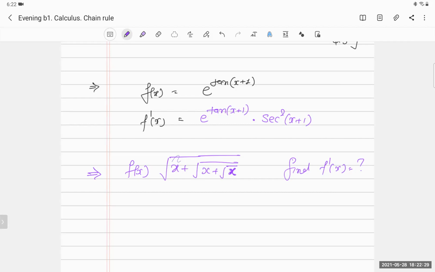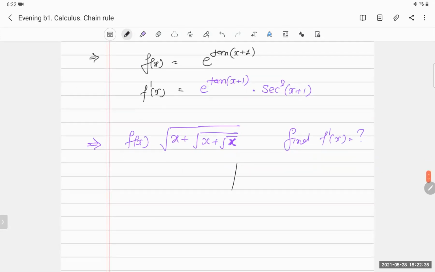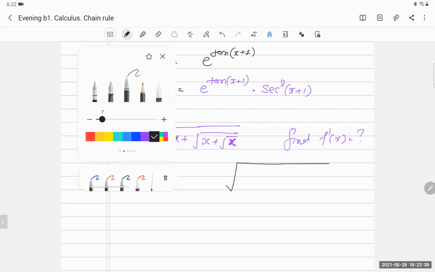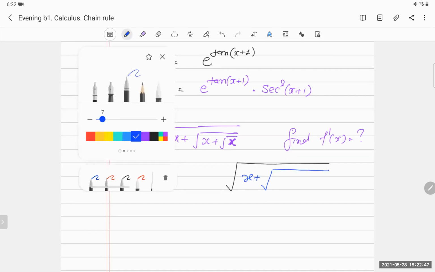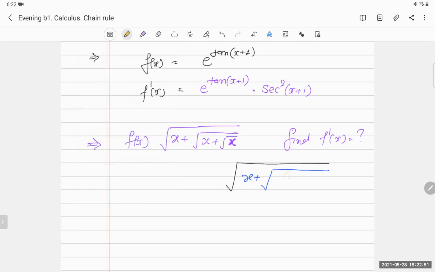Yes, sir. So I will write it without different colors. So first I write this black one. My last calculation is this and black one. Then again I check x plus root x, and after that x plus root x. Okay, this is my function.